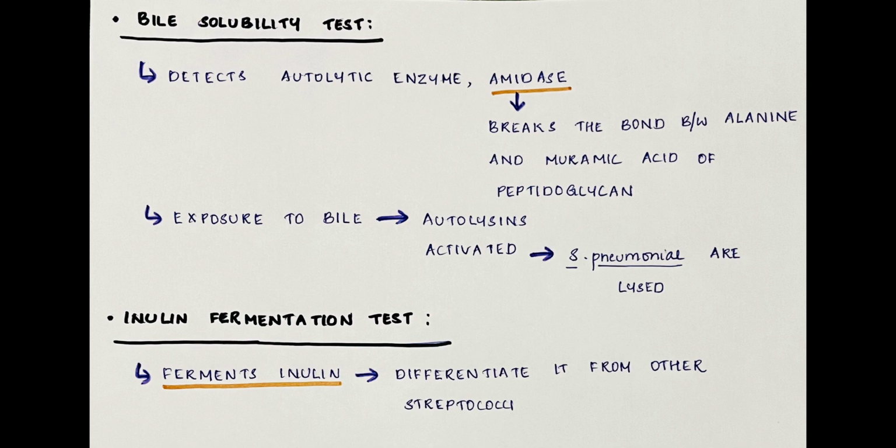This amidase enzyme breaks the bond between alanine and muramic acid of the peptidoglycan of the pneumococcal cell wall. After exposure to bile, autolysins are activated and isolates of Streptococcus pneumoniae are lysed rapidly. Thus, the organism can be identified by placing a drop of bile on an isolated colony. Inulin fermentation test. It ferments inulin and hence differentiates it from other streptococci.